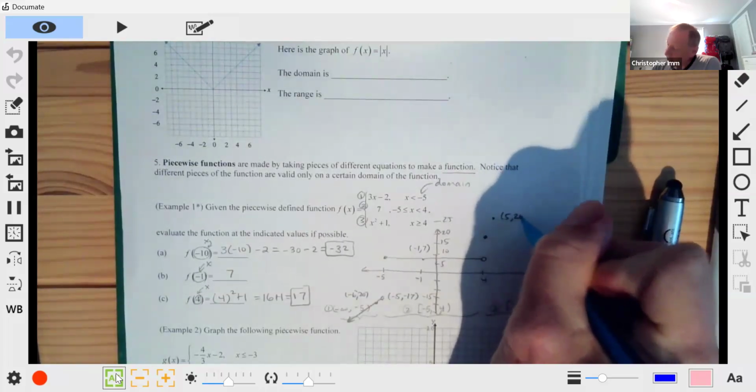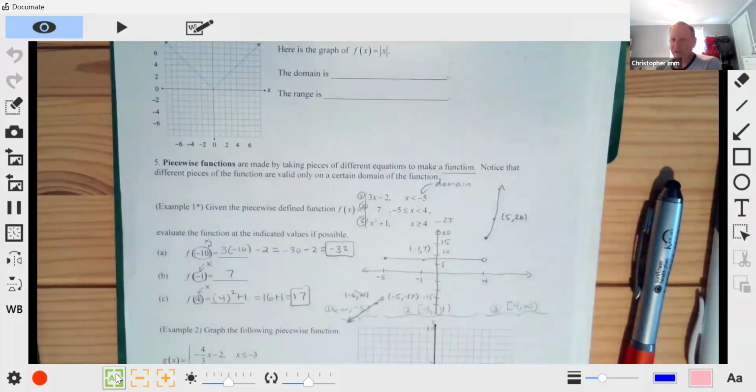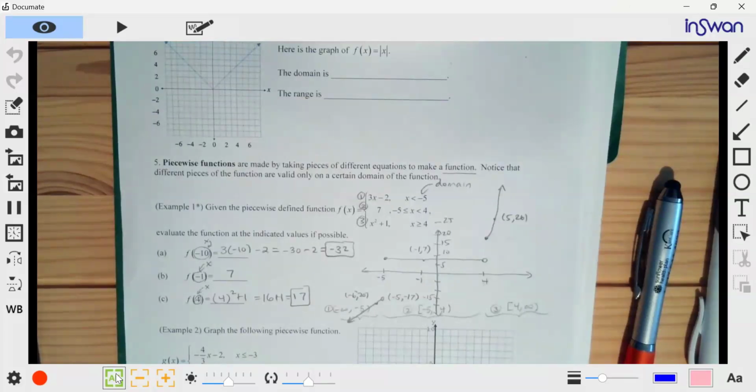So 5, 26 would be another point, and I'm just going to go up like a parabola there. So that would be the last part of my graph there. Okay, so it's good.